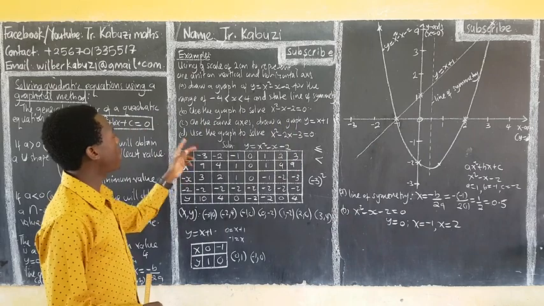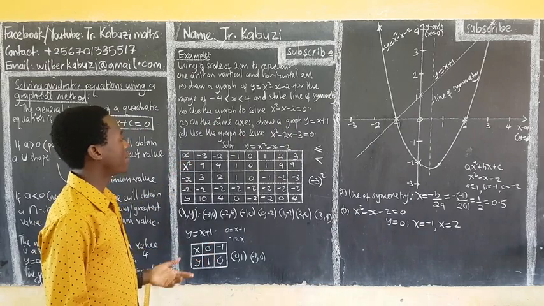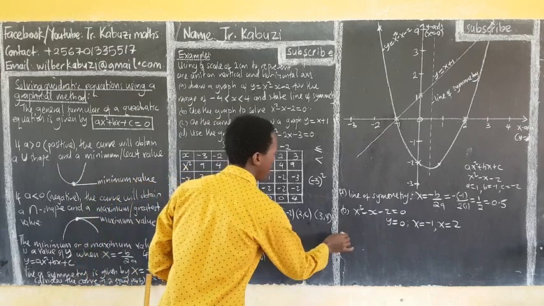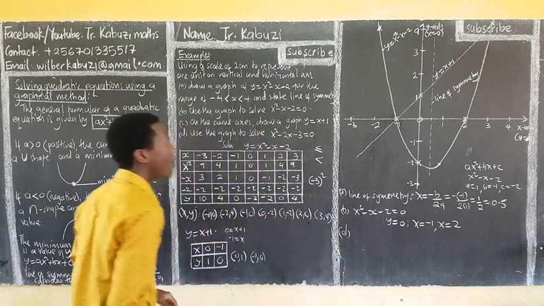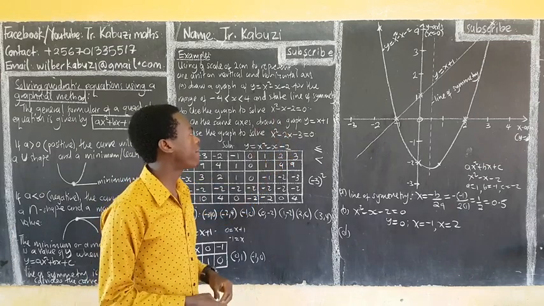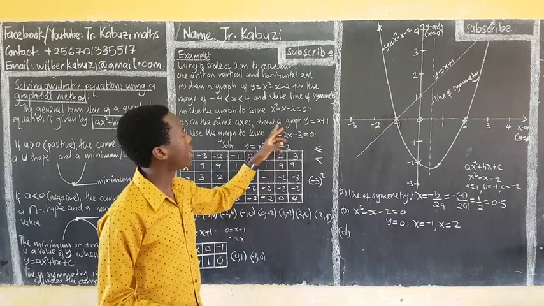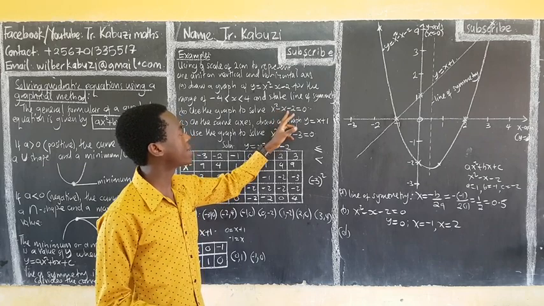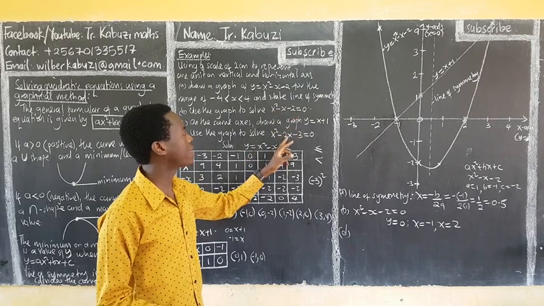Then on the same graph, plot the line y equal to x plus 1 when done. Then use the graph to solve for this. So this is our part B. Now, you see that this one is very different from our curve. This one is x squared minus x minus 2, and this one is x squared minus 2x minus 3.